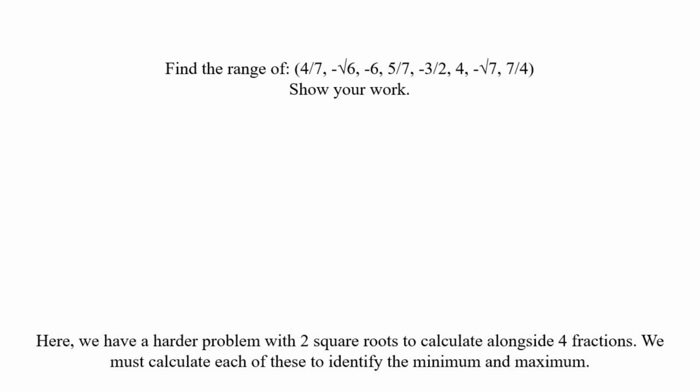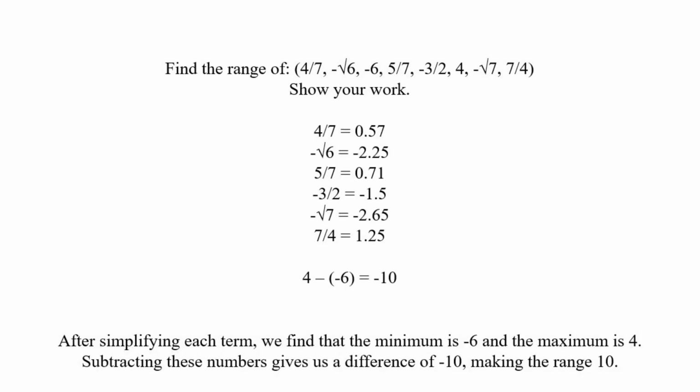Here, we have a harder problem with 2 square roots to calculate alongside 4 fractions. We must calculate each of these to identify the minimum and maximum. After simplifying each term, we find that the minimum is negative 6 and the maximum is 4. Subtracting these numbers gives us a difference of negative 10, making the range 10.